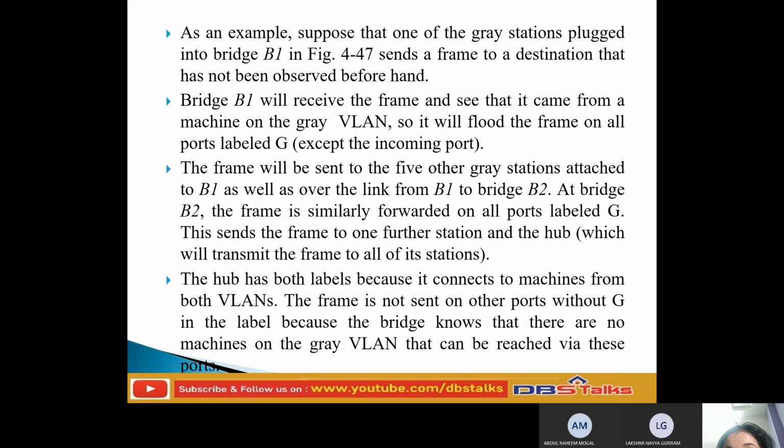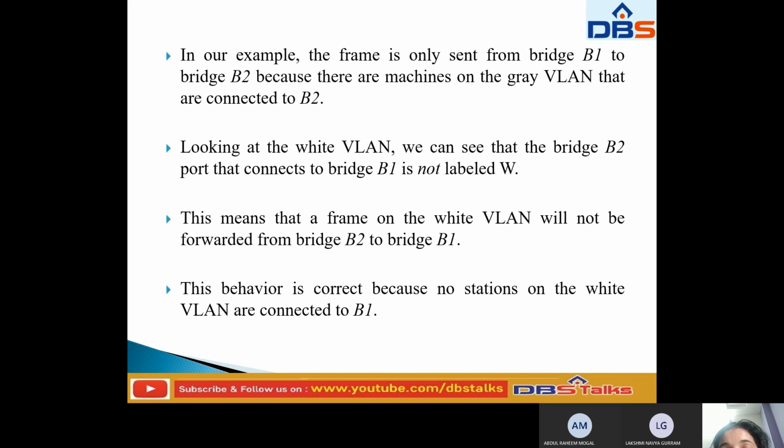The frame is not sent on other ports without a G in the label because the bridge knows that there are no machines on the gray virtual LANs that can be reached via these ports. So in our example, the frame is only sent from bridge B1 to bridge B2 because there are machines on the gray virtual LANs that are connected to B2.